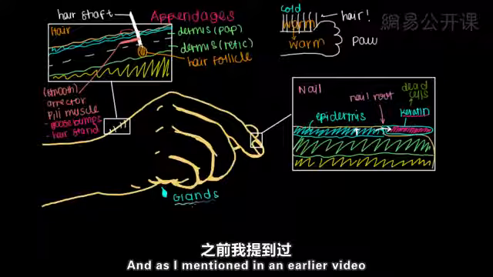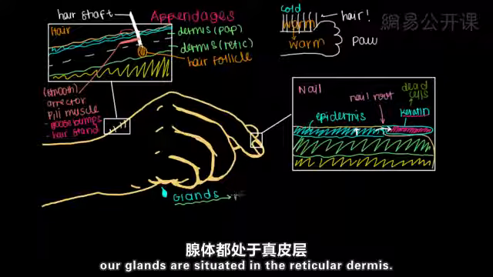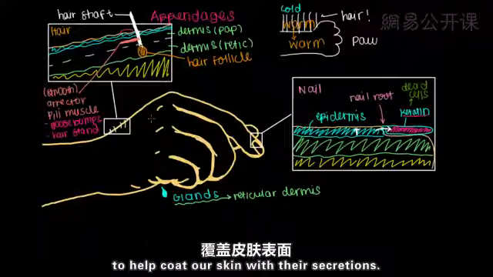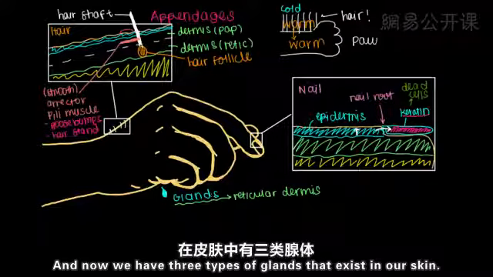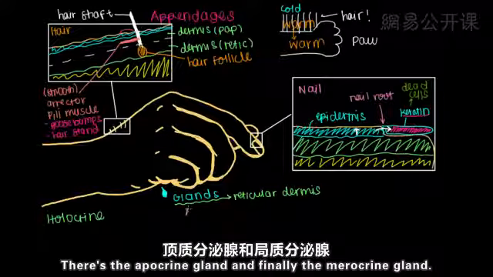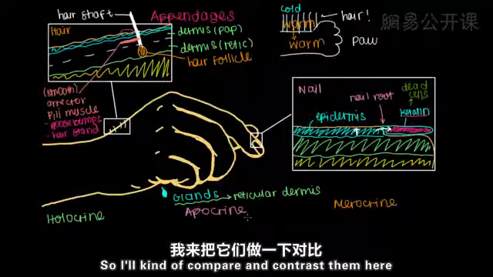And as I mentioned in an earlier video, our glands are situated in the reticular dermis. They're in the reticular dermis, and they have ducts that lead out into the external environment to help coat our skin with their secretions. And now we have three types of glands that exist in our skin. They're called the holocrine gland, there's the apocrine gland, and finally the merocrine gland. So I'll kind of compare and contrast them here.